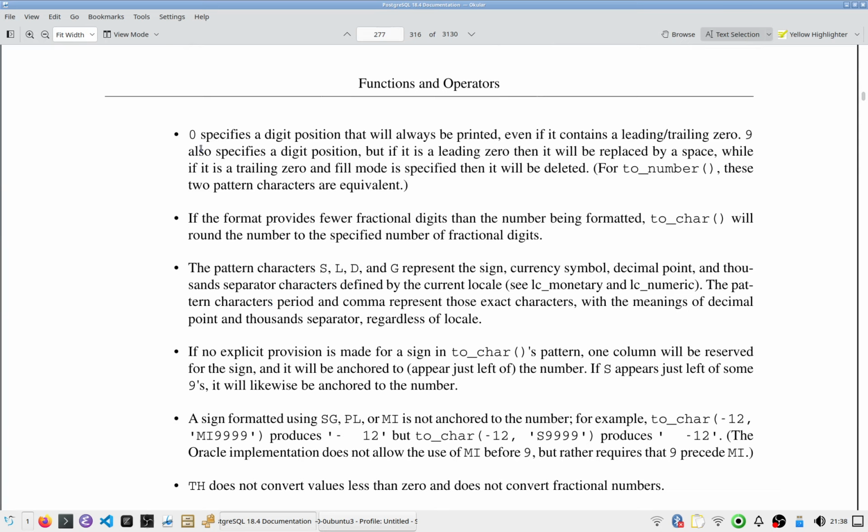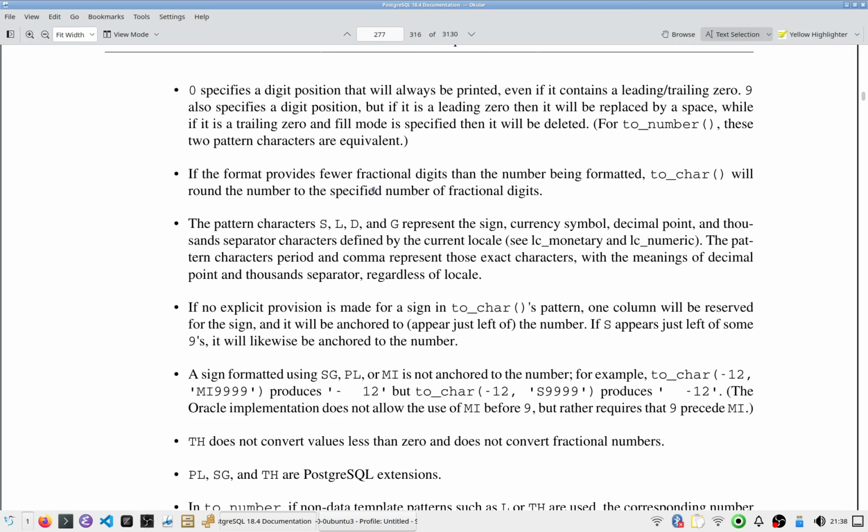Then we have notes for numerics. 0 specifies a digit position that will always be printed even if it contains a leading or trailing 0. 9 also specifies a digit position, but if it is a leading 0, then it will be replaced by a space, while if it is a trailing 0 and fill mode is specified, then it will be deleted. For to_number, these two pattern characters are equivalent.